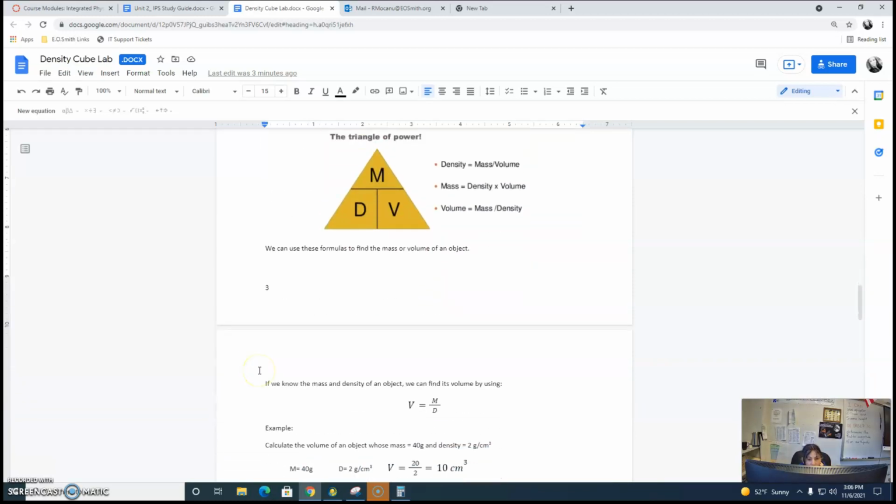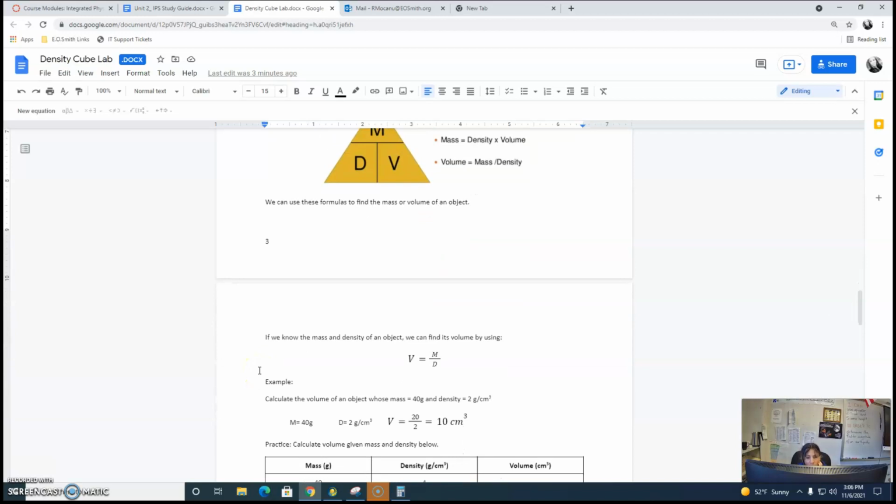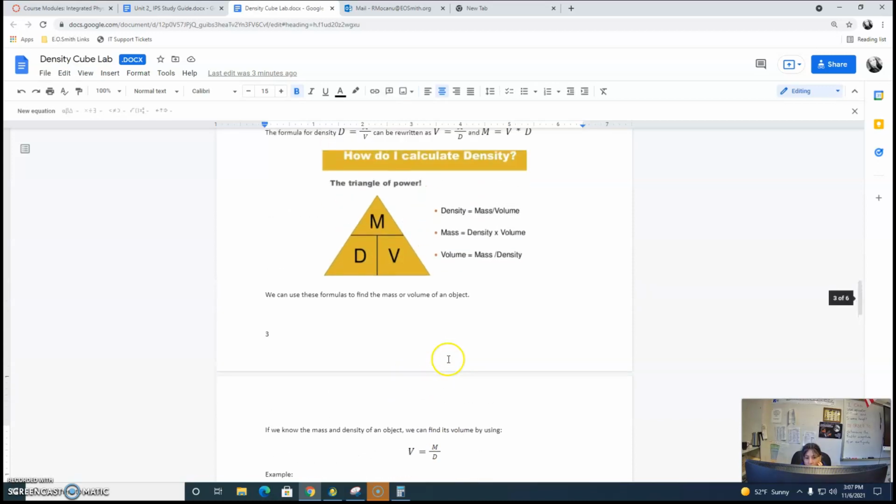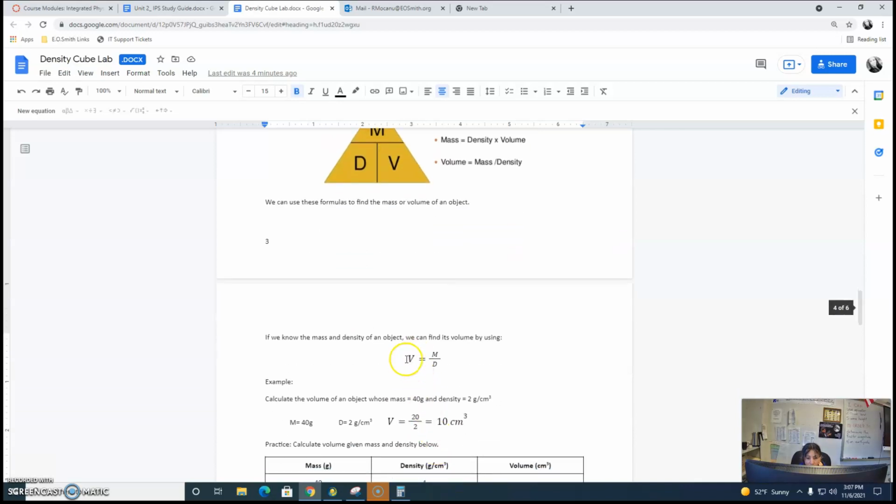Okay? So let's now use these formulas. Let's say that we are given the mass and the density of an object, and we want to find the volume. How would we do that? So again, going back to the triangle, let's say I want to find the volume. I'm going to cover up this V over here. And if I cover up the V, I'm left with M on top, D on the bottom. So volume equals mass divided by density, which is this formula that I just wrote right here.